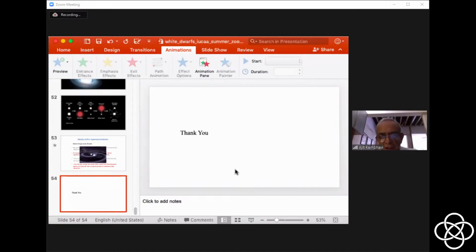I already answered this question by Ananya Biswas about how we get the silicon lines. So that's the end of the questions.